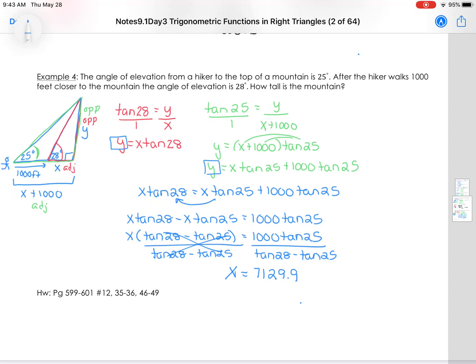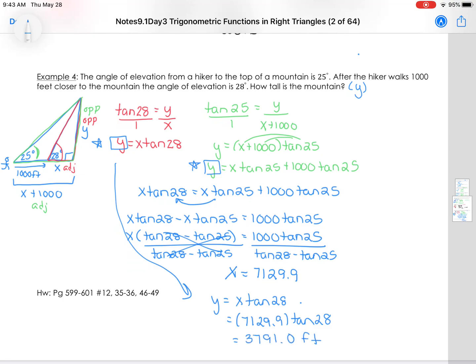But again, we're not looking for x here, we're looking for y. Y is the height, or how tall the mountain is, so that's what we're looking for. The nice thing is we had two equations up here that solve for y. What I would do is pick the easier one, so I'm going to go with this guy. If y is equal to x times the tangent of 28, well, I just figured out what x was. So I can type that in and multiply that by the tangent of 28, and that's going to get me about 3,791.0 feet for a final answer for the height of that actual mountain.